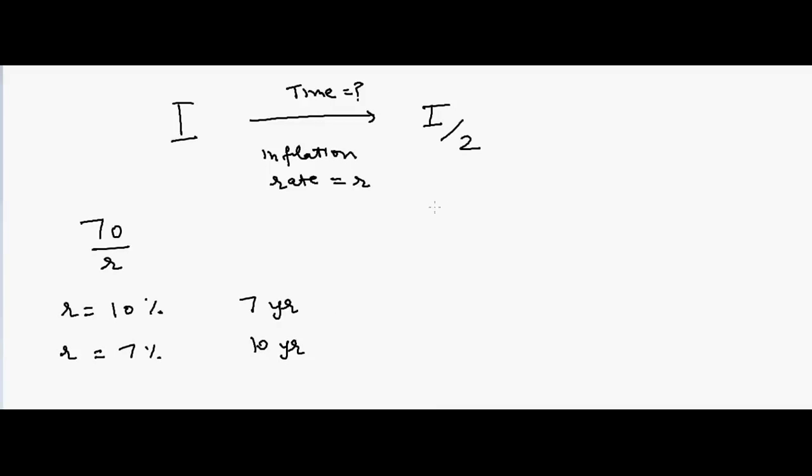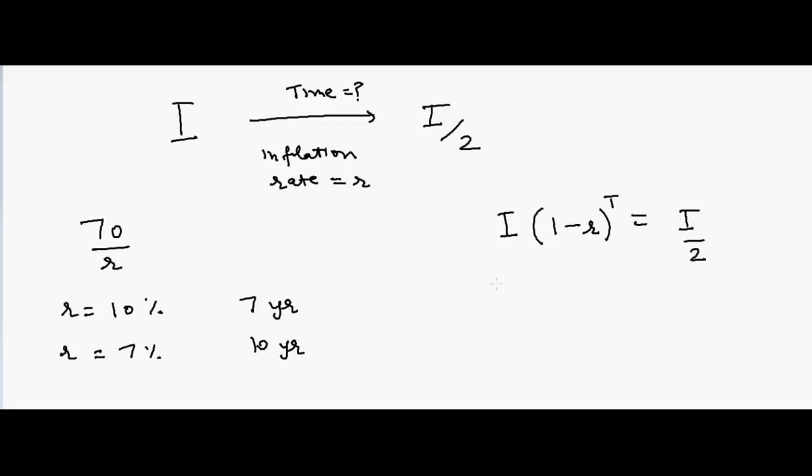So let's try to solve the same problem with a general approach, and the approach would be that we have an investment, and we have an inflation, so we say 1 minus R, and the inflation is for time period T, so it's compounded every year, and that should be equal to I divided by 2, right?